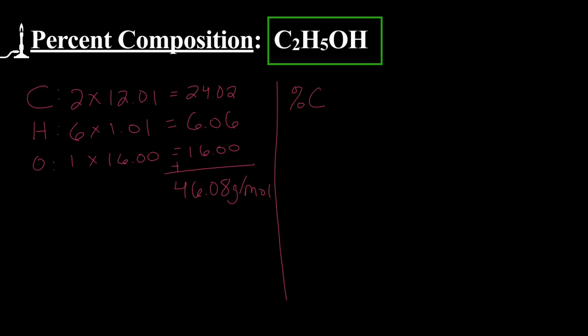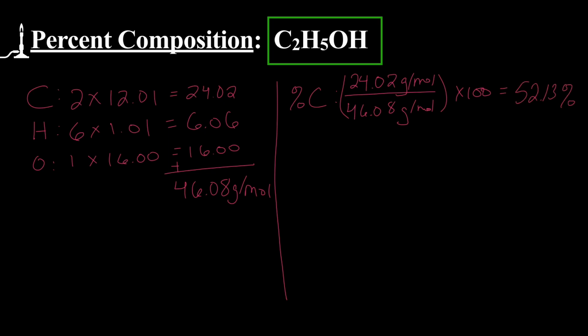So let's start with carbon. Percent composition of carbon would be from my molecular weight, the 24.02 grams per mole, over the total molecular weight, 46.08 grams per mole, times 100, and I get 52.13%.